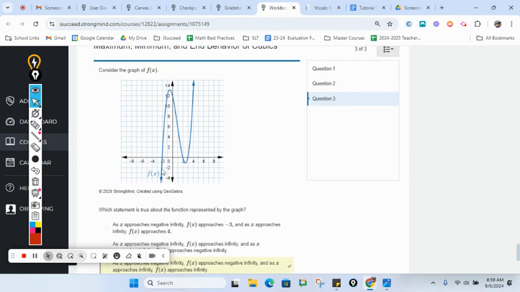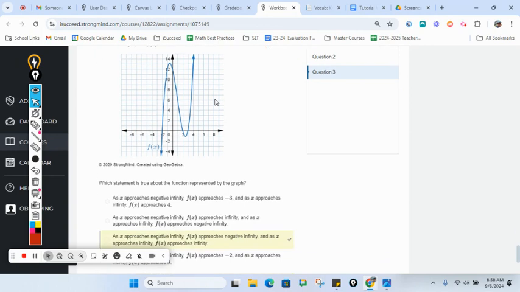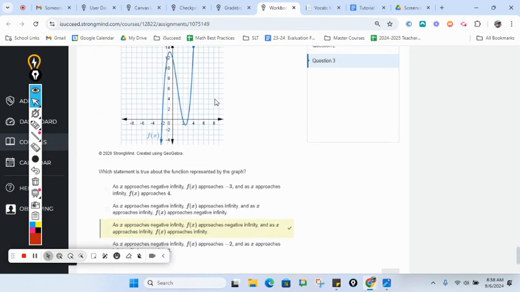Okay, looks like the exact same graph, but just without all of those key critical points there. So this is actually describing the end behavior. So end behavior is just describing what's happening at the ends of the graph.